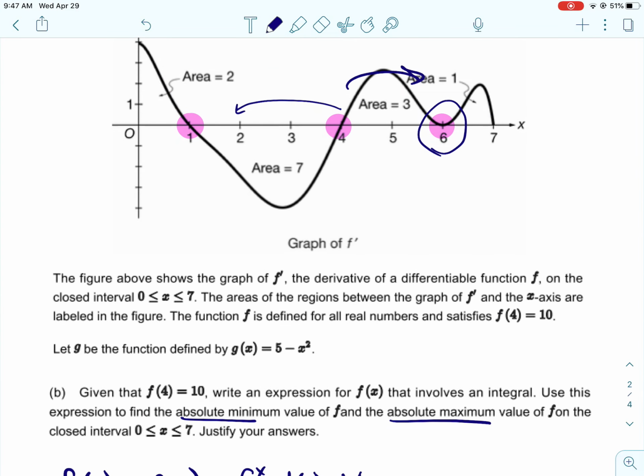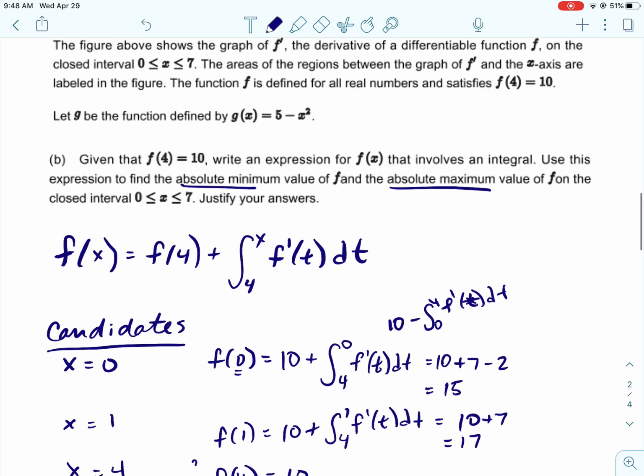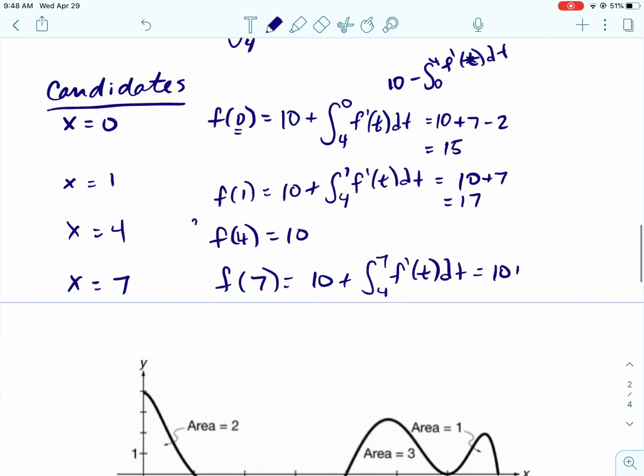Okay, f of 4 is just 10. That's easy, because that's given to you. F of 7, we take that 10. We're going to go from 4 to 7 of f prime of t dt. So I have 10. All right, this time we're moving to the right.